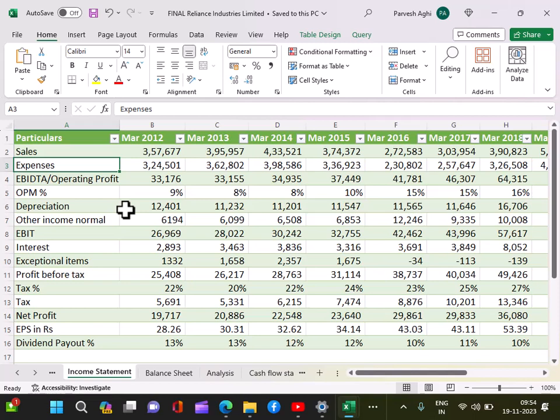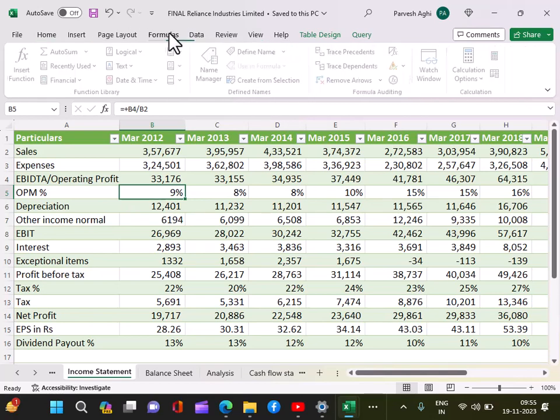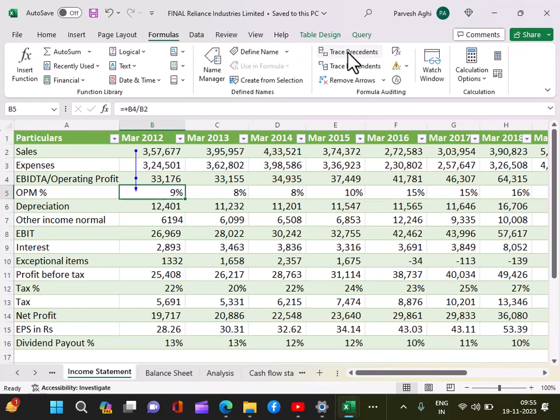So we look at EBITDA, which is the pure margin from their products and services, and that is increasing. Look at the formula here. It is B4 divided by B2. We can always check the formulas. B4 is EBITDA, divided by B2, which is your sales. So their operating margins have been going up.